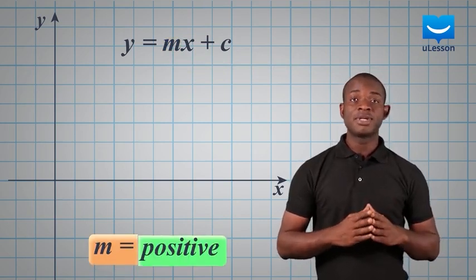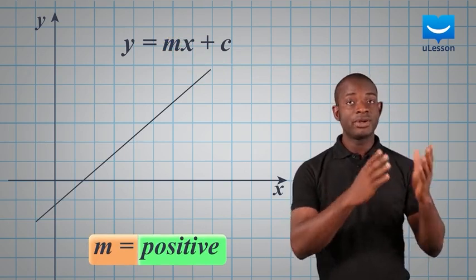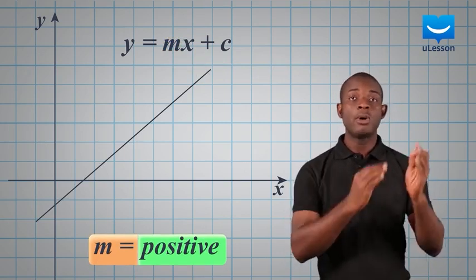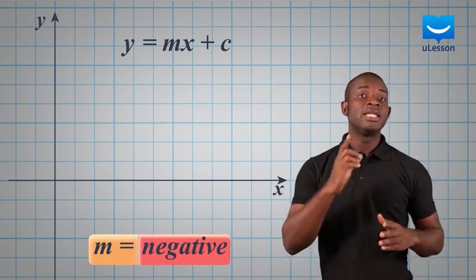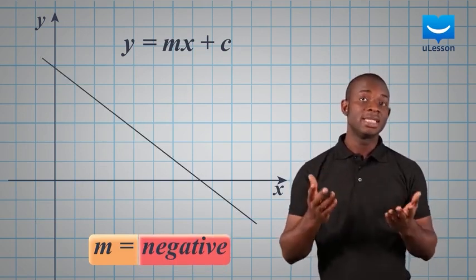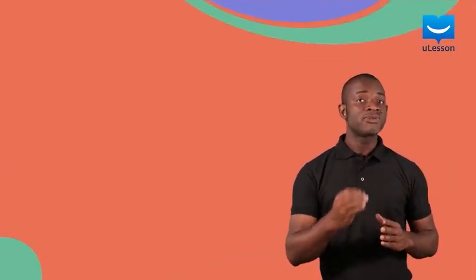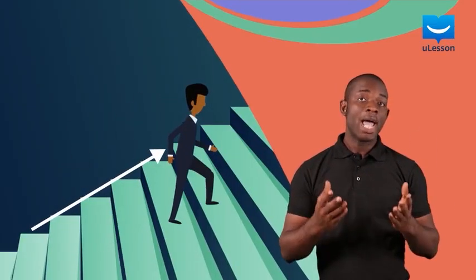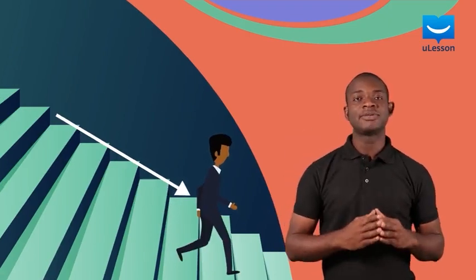When the value of m is positive, it indicates that the graph increases from the left to the right, that is, it slopes upwards. Conversely, when the value of m is negative, it indicates that the graph increases from the right to the left, that is, it slopes downwards. To ensure that you remember, think of it this way. A positive slope can be likened to ascending a flight of stairs, while a negative slope can be likened to descending a flight of stairs.